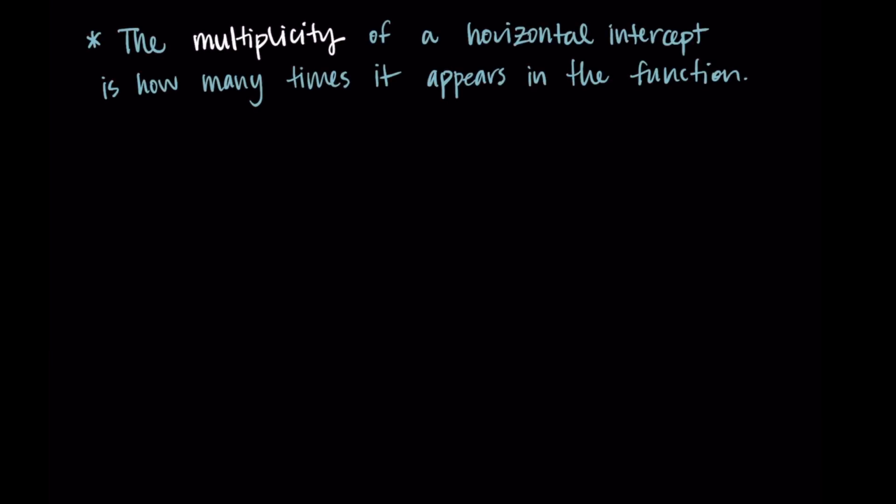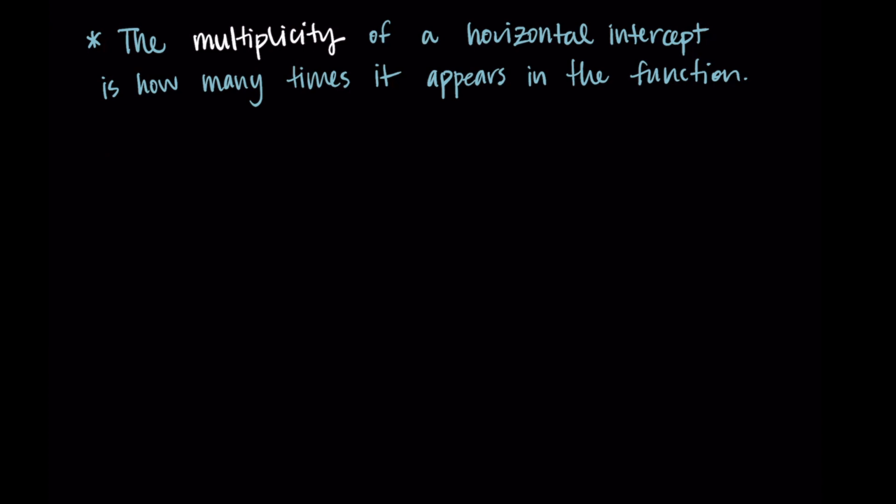So we need to introduce a little more vocabulary before we try this on another example. We say the multiplicity of a horizontal intercept is how many times it appears in the function. In our previous example, each horizontal intercept showed up once, but they can show up more than once, and I'll show you what that looks like.